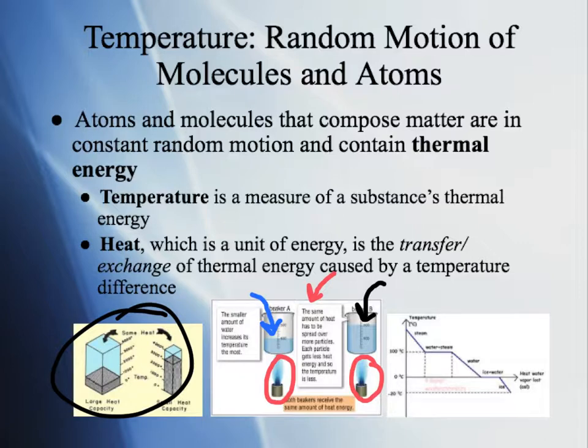If we put the same amount of heat towards these two different substances, one that has a large heat capacity, one that has a small heat capacity, the larger heat capacity is going to take a longer time to raise the temperature. The one with the smaller heat capacity over here, that temperature is going to rise very quickly, even though the same amount of heat is being transferred to both.